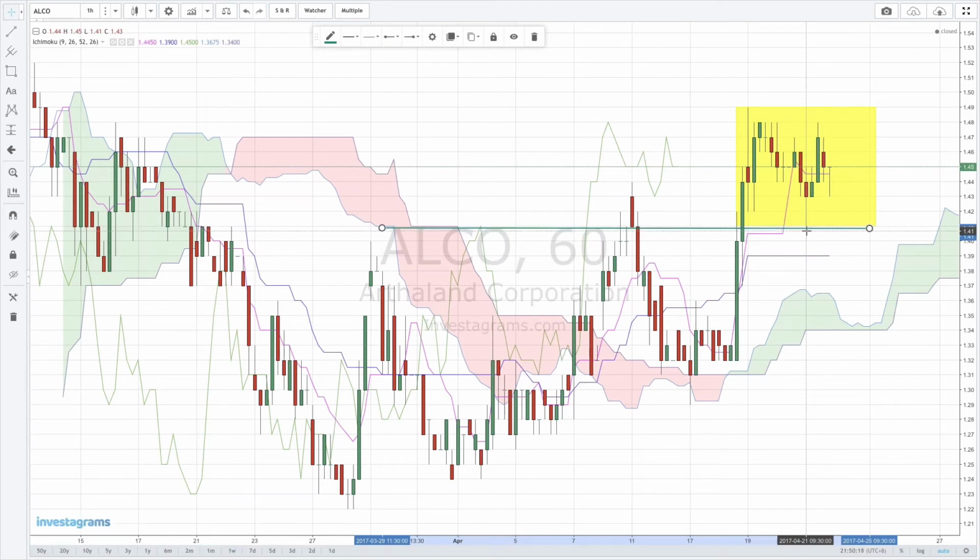So your entry level is between 141 and 149. This is your price area. This is your price range.